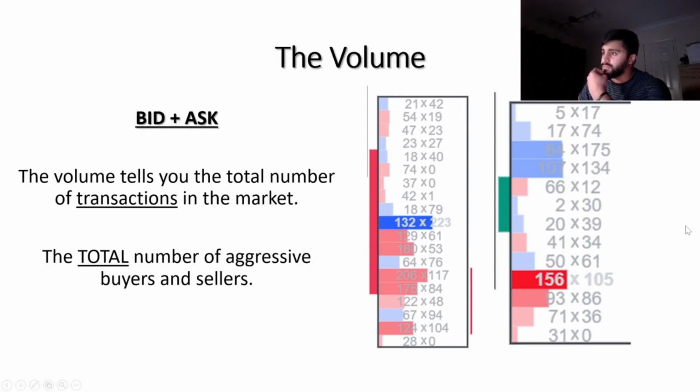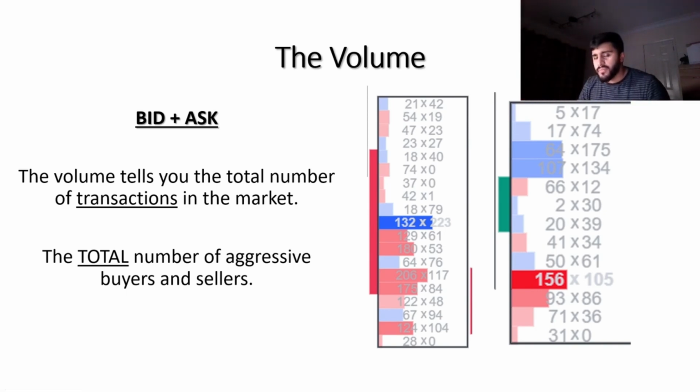So that's the delta. The volume is the bid and the ask. So the volume gives you the total number of transactions hitting the markets at that given moment. It's the bid plus the ask, right? So for example, you will see here 21 by 42. So that's 21 hitting the bid. That's 42 market participants hitting the ask. So that's 21 aggressive sellers versus 42 aggressive buyers. Now that will give us a blue delta, which is what you see over here. So there's more aggressive buyers than there are aggressive sellers.